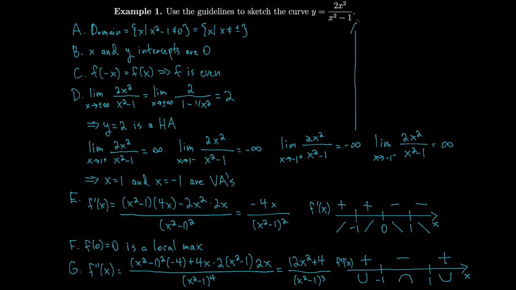Let's draw this now. Let's do our asymptotes first. We have one at 1. And one at minus 1. Let's put 0 over there. We also have a horizontal asymptote at y equals 2.